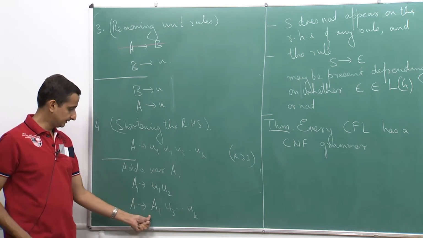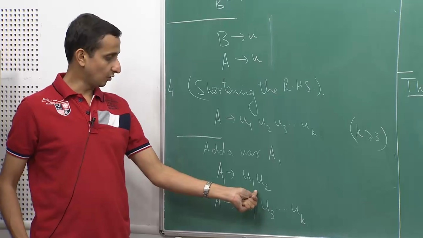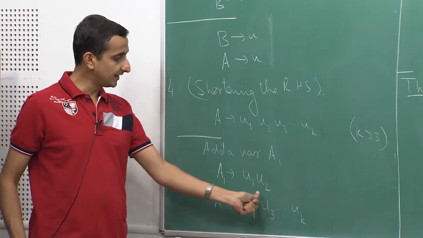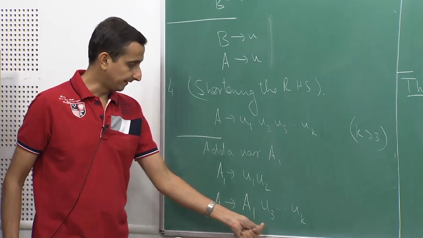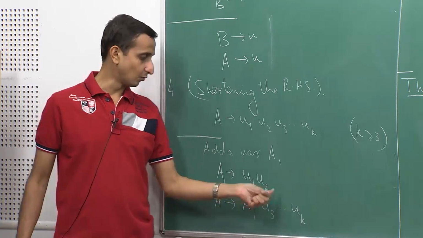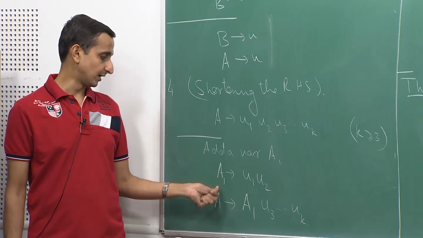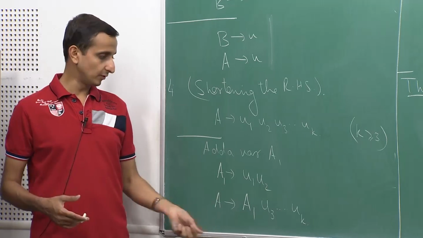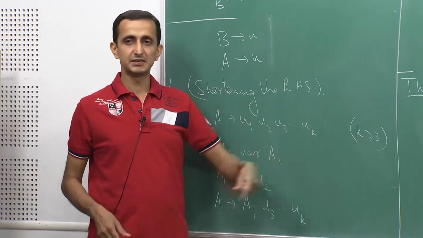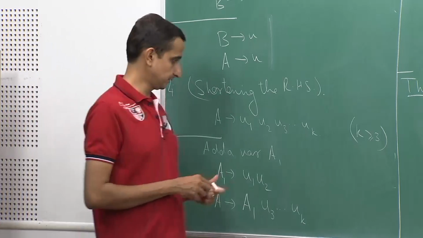Now note that this rule has only 2 symbols on the right hand side, and this rule has k minus 1 symbols on the right hand side. So, I have reduced it by 1 by adding one extra variable, and I keep on doing this until k becomes equal to 2. Okay.